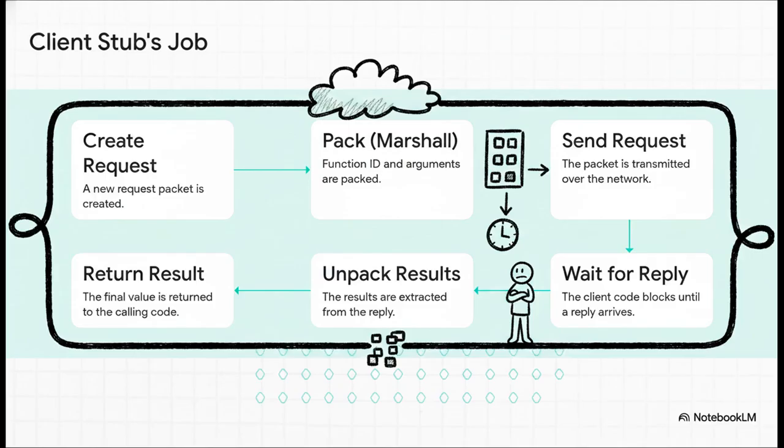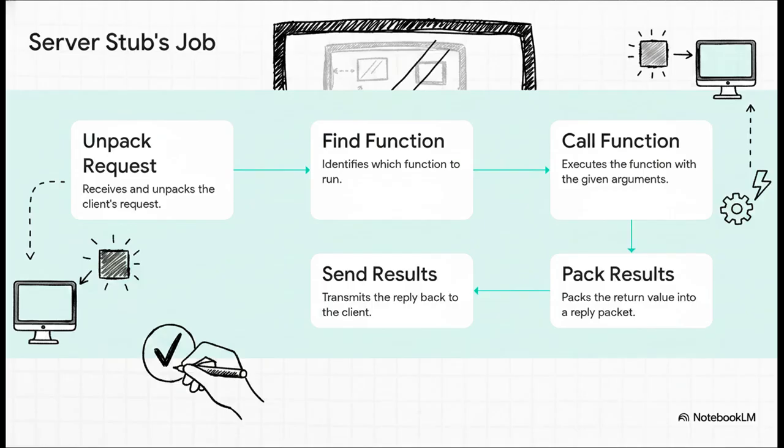So let's zoom in on the client stub. When you call the function in your code, the stub just jumps into action. It builds a request message, packs in a unique ID for the function you want, and all your arguments, sends it off, and then it just waits. When the reply finally shows up, the stub unpacks the results and hands them back to your code, which has been patiently waiting this whole time. And the server-side stub, well, it's just the mirror image. It gets a packet, opens it up to see which function the client wants to run, calls that function with the arguments it was given, and then it takes the answer, packs it into a new reply packet, and sends it on its way back to the client. It's a really neat, symmetrical process.